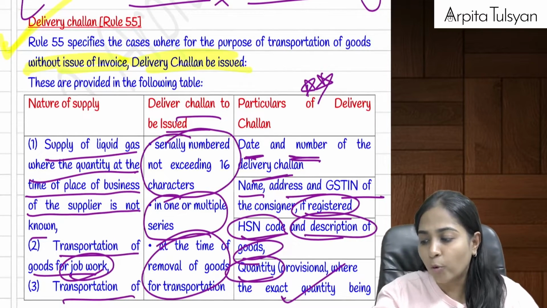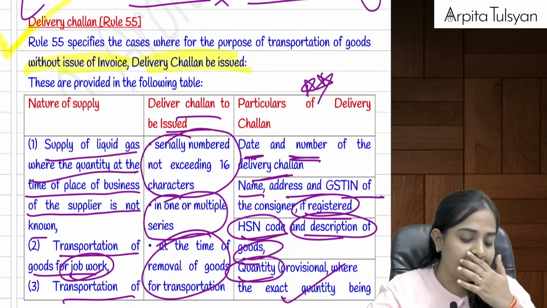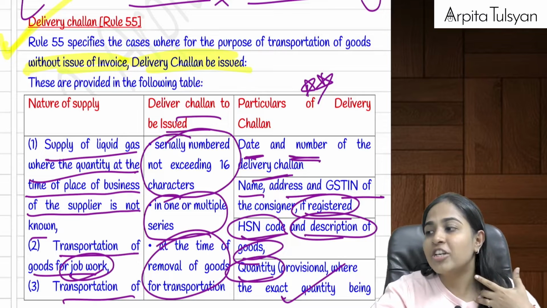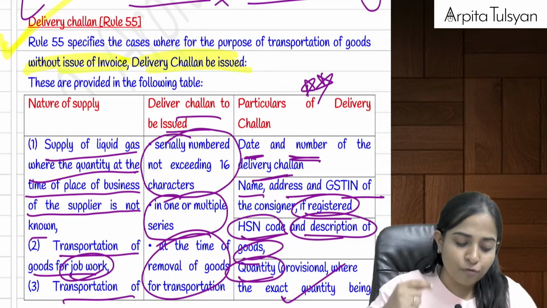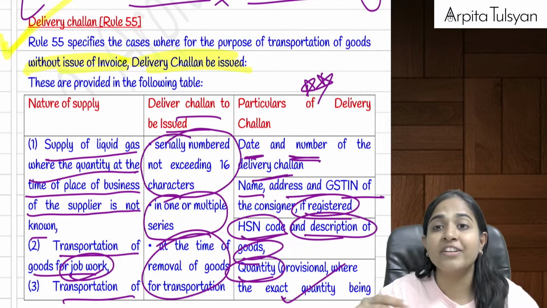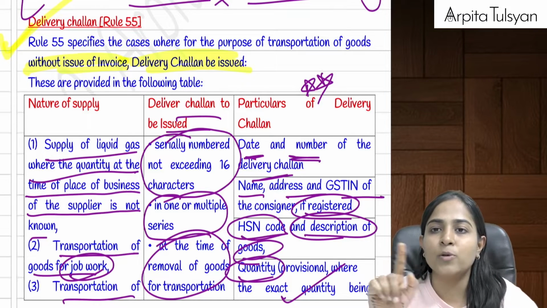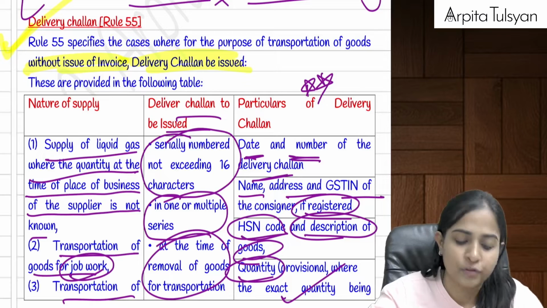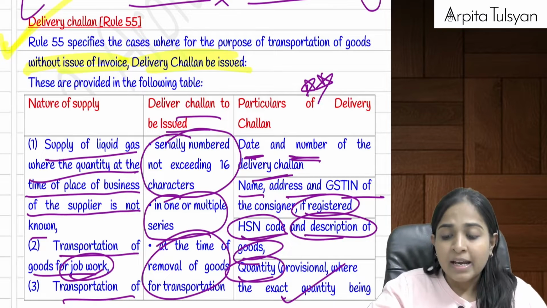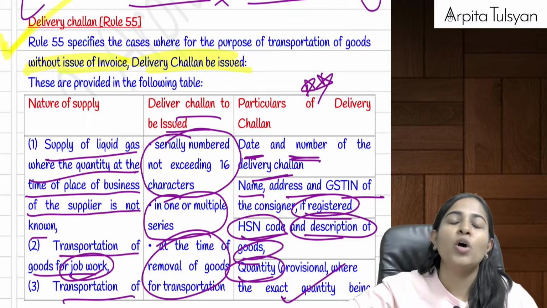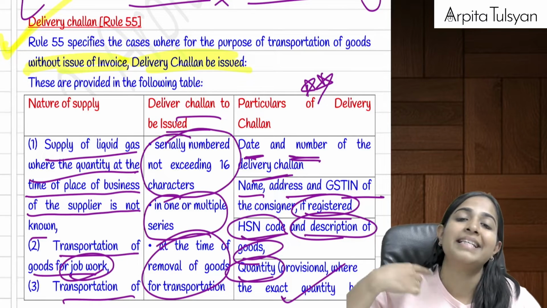Now a few more, something called a delivery challan. A delivery challan is a document which helps us in transportation of goods from one place to another without issue of an invoice. Where an invoice is not available, you can still use the delivery challan for transportation of goods from one place to another. Delivery challan is generally used in those cases where you are not selling the goods but you are sending the goods.